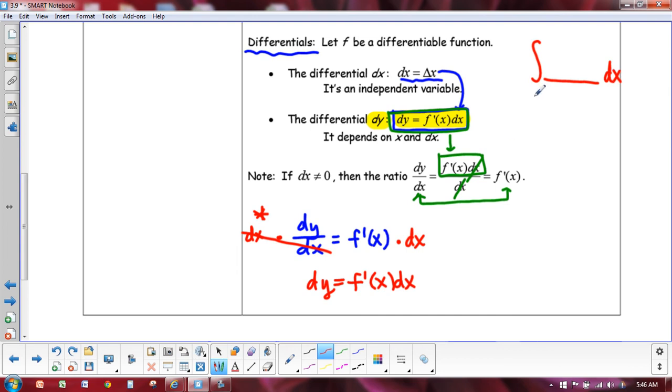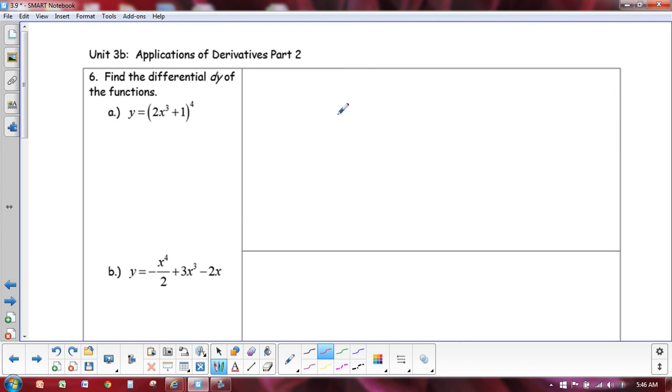So if this is my original function, I'm going to rewrite this. y equals (2x cubed plus 1) to the fourth. My first step would be to find dy by dx. And this is a chain rule situation, so you have your outside function, which is something to the fourth. So that derivative would be 4 times that thing to the third. So 4 times (2x cubed plus 1) to the third. And then chain rule, multiply by the derivative of the inside. So 6x squared. So that's taking the derivative.